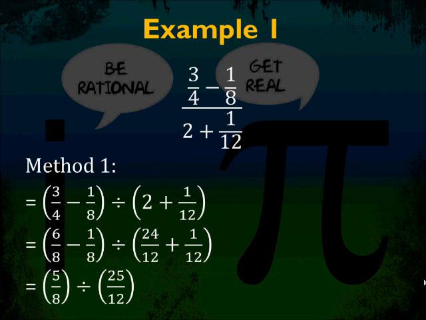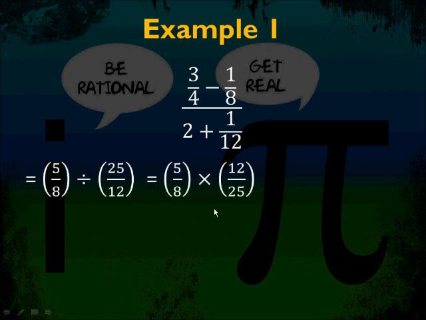Now, when you divide fractions, you remember you multiply the first fraction by the reciprocal of the second. So we would write it as 5/8 times 12/25. If you do that, you get 60 over 200. Don't forget to reduce your fractions. That becomes 3 over 10. So again, using method 1, simplify both fractions, the top and the bottom, and then divide them, which usually involves multiplying by the reciprocal of the bottom.